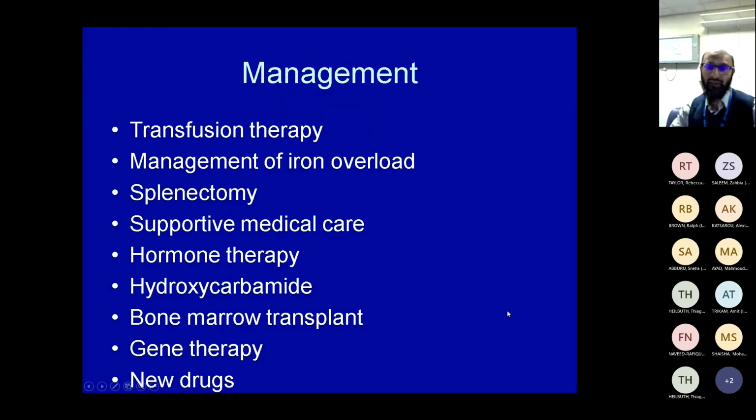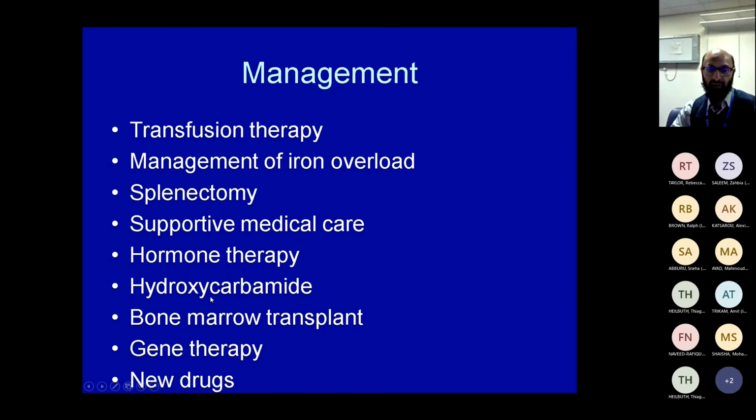Okay, so basically management of thalassemia major, the main features of the management include transfusion therapy, management of iron overload, splenectomy if the patient has a very high transfusion requirement, which may be indicated and beneficial, supportive medical care, and then endocrinology input. Hormone replacement therapy may be required, particularly growth hormone therapy in growing children.